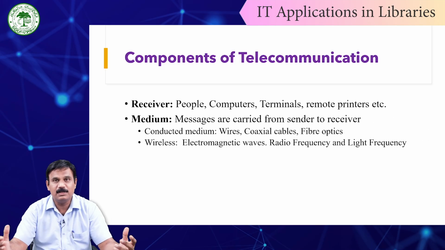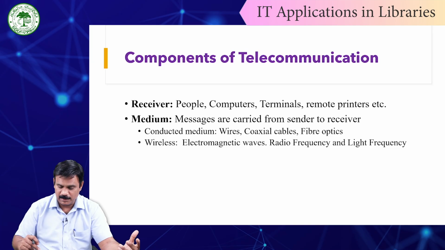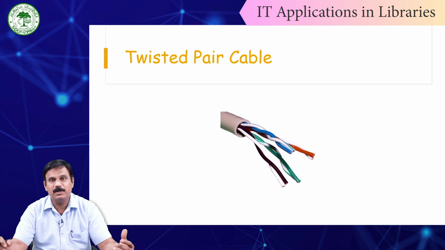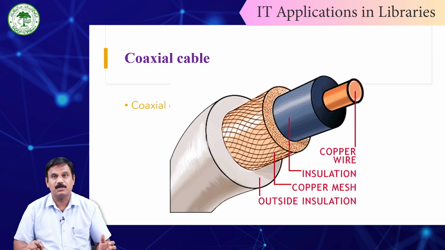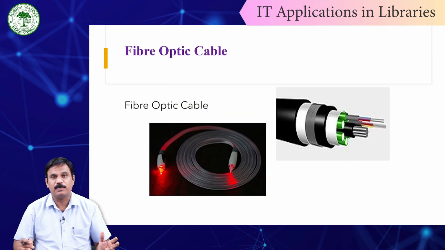And if you want to send the data, you need a medium. So messages are carried from sender to receiver by a medium. We have two types of medium. One is a conducted medium and another is a wireless medium. In conducted medium, we are using twisted pair cable, coaxial cables, fiber optics.